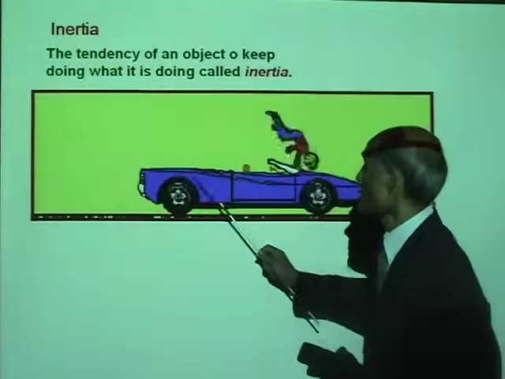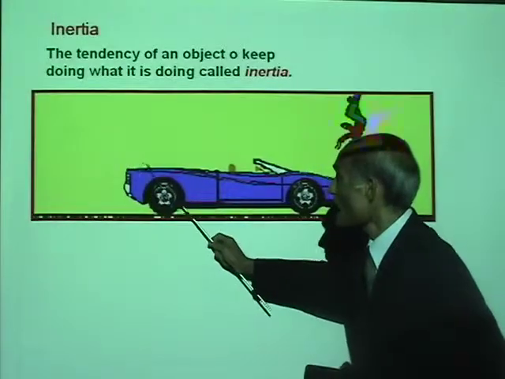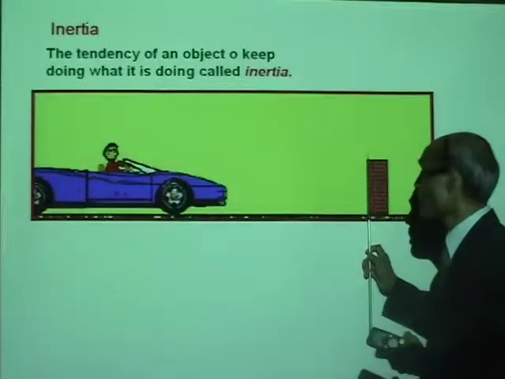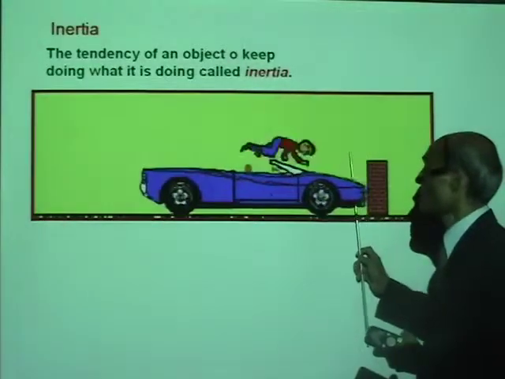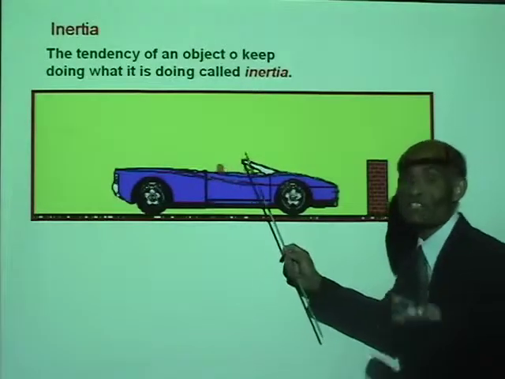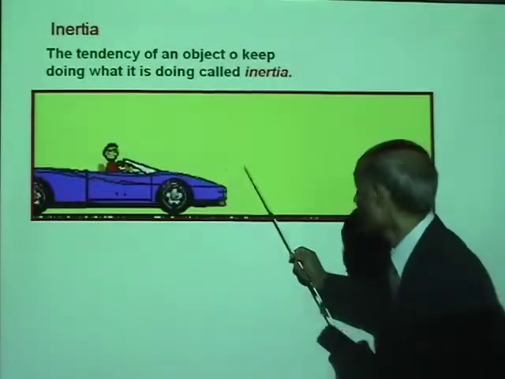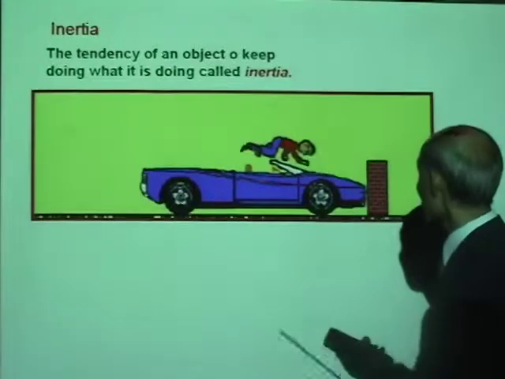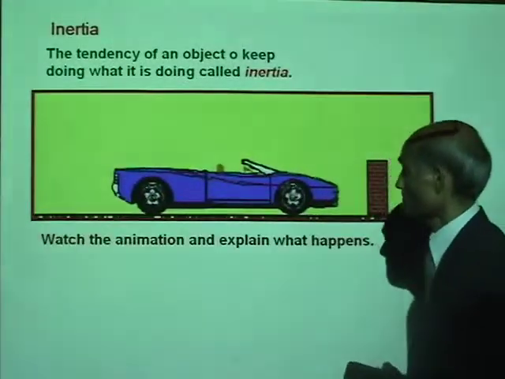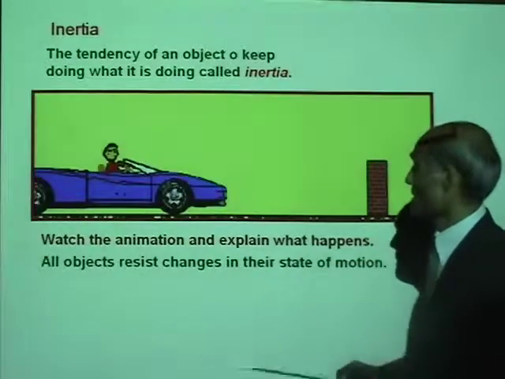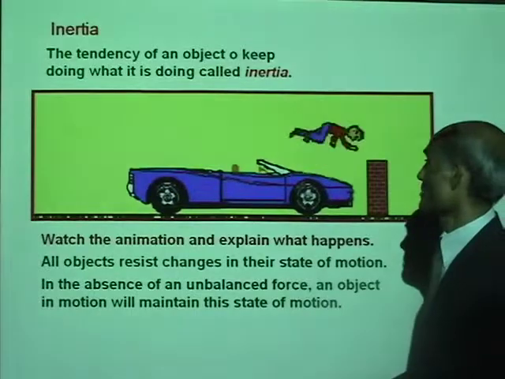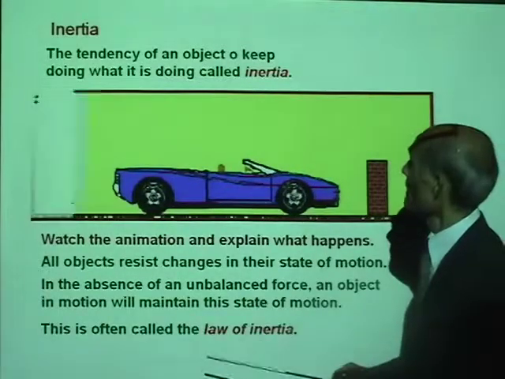So once again, the man and the car are actually moving, and the car is suddenly brought to a stop, but because the man is not wearing a seatbelt, he has inertia. He wants to keep on moving, and he does so. Look at that. All right. How about another animation? I think I have another animation.